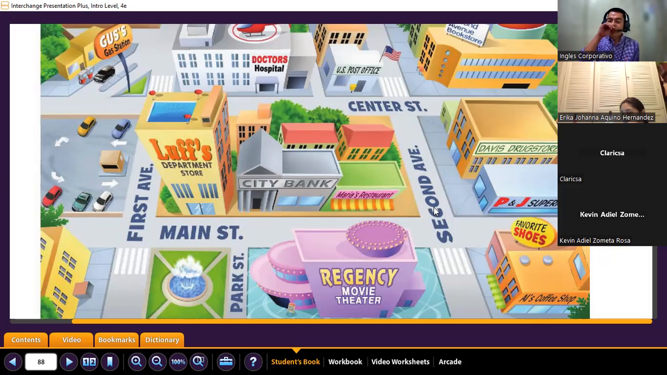Ok, very good. So, let me see. Erika, where is the Davis Drugstore? What is Davis Drugstore? Next to the supermarket. Is next to the supermarket on Second Avenue. My goodness. Hoy sí entendimos, ¿verdad? ¿Ya vieron? ¿Quién dijo miedo? Vamos a ver. Ok, let me see. Clarixa.